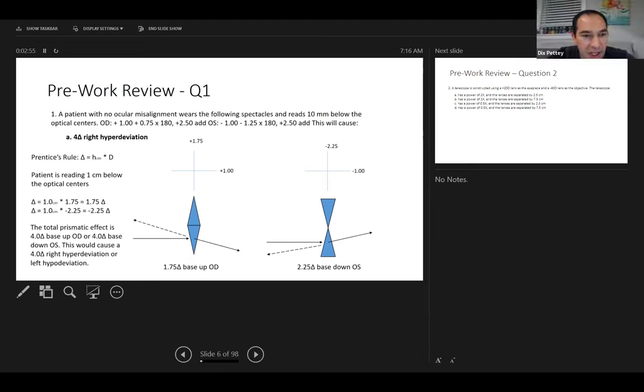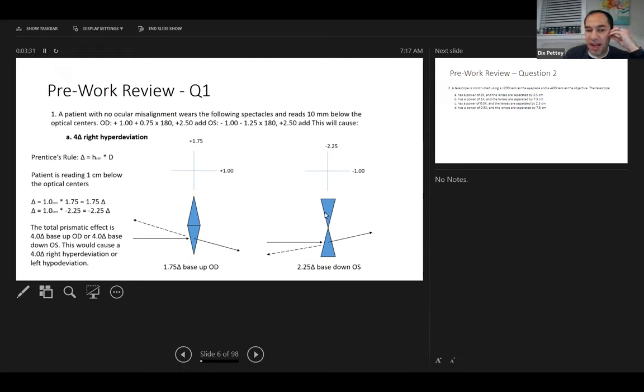Good question. So if you have opposite prisms in the two eyes, I guess if we had, can you guys see my cursor moving around at all on here? Yeah. Okay. So if this eye was a plus 2.25, then we're getting the same direction of prism in both eyes. Does that make sense? Yeah. The difference between the two at that point would only be a half diopter, which isn't going to induce very much prism.